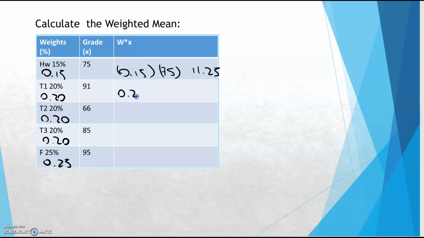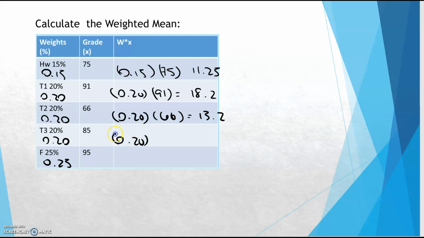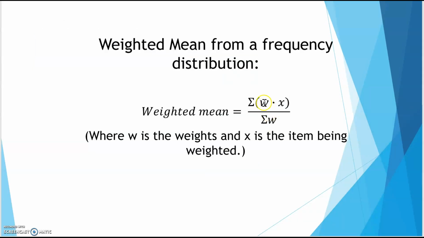And then you would take 0.20 times 91, which would give you 18.2. And then 0.20 times 66, which will give you 13.2. And then 0.20 times 85, which will give you 17. And last one, 0.25 times 95, which will give you 23.75.